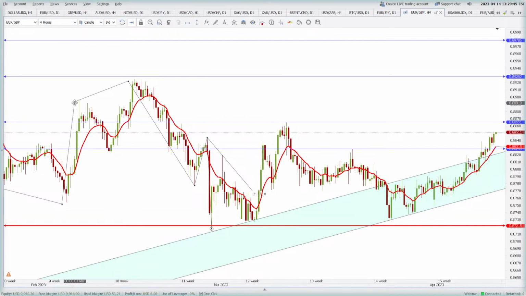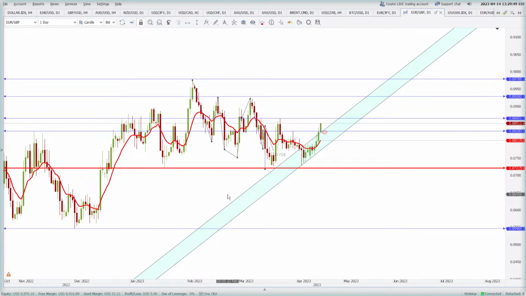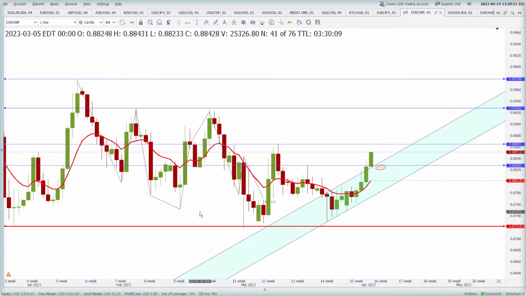Now if I switch to say 1 day, then you will see that on the daily also it has been done. So yeah, on the daily it was like this. So even the daily structure is broken, and I failed to notice here that the daily structure is broken, and now we are looking for the higher low to be formed, and this is where the higher low formed, and there was buying thereafter. I failed to notice this, guys.